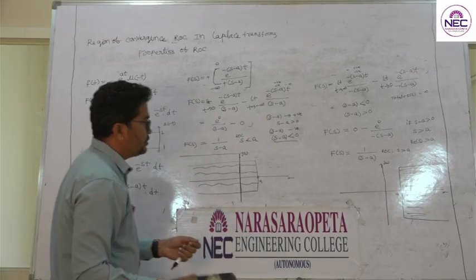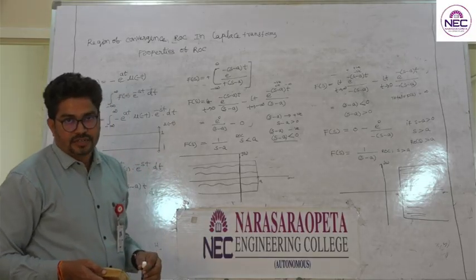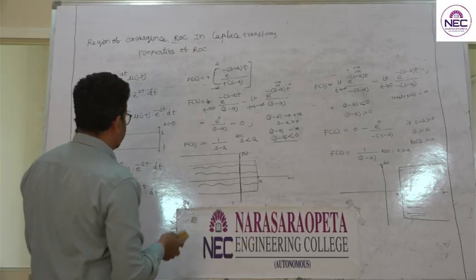Here first one is a right side signal, second one is a left side signal. Next we go for another example, the combination of a right side signal and a left side signal.